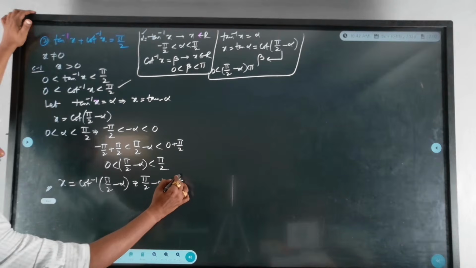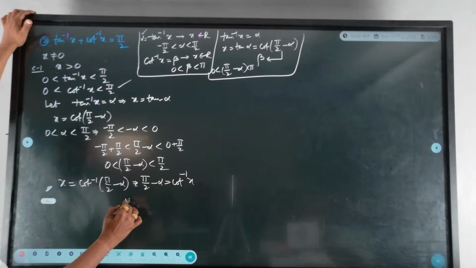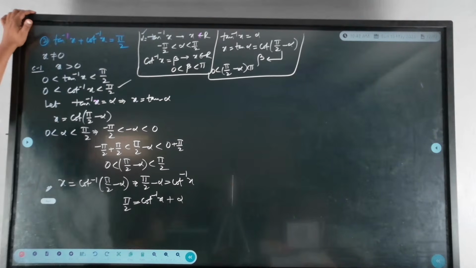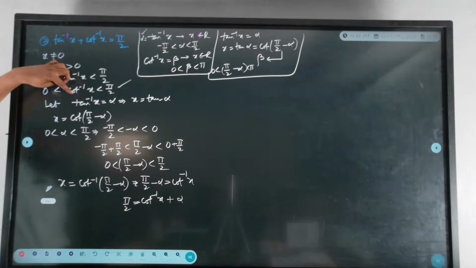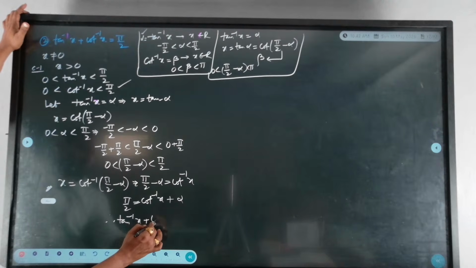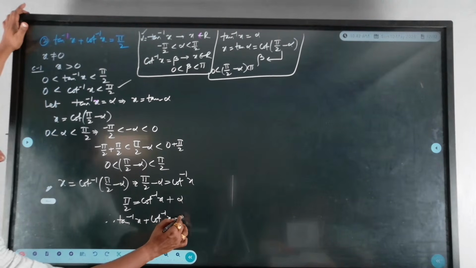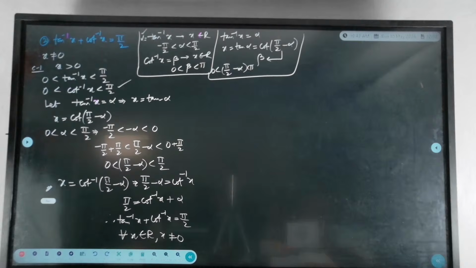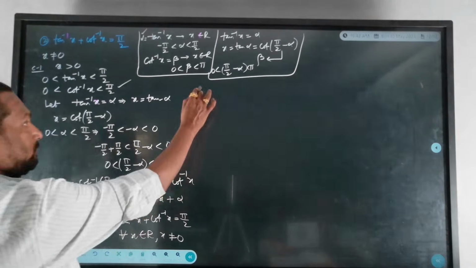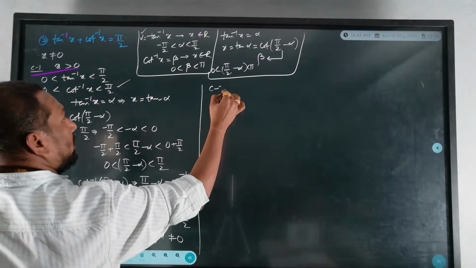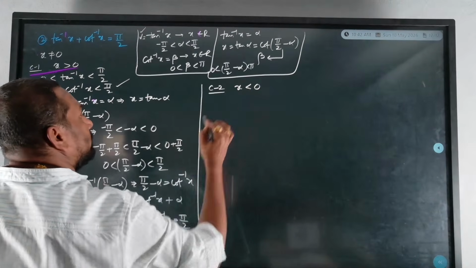So x is equal to cot of pi by 2 minus alpha, that implies pi by 2 minus alpha is equal to cot inverse x. So pi by 2 is equal to cot inverse x plus alpha. What is alpha? Tan inverse x. So therefore tan inverse x plus cot inverse x is equal to pi by 2 for all x belongs to R and x not equal to 0, when we consider the first one. This is case 1. Now case 2, x less than 0.